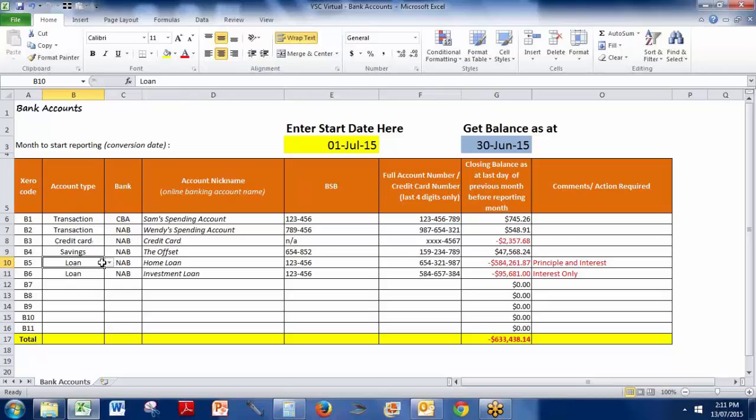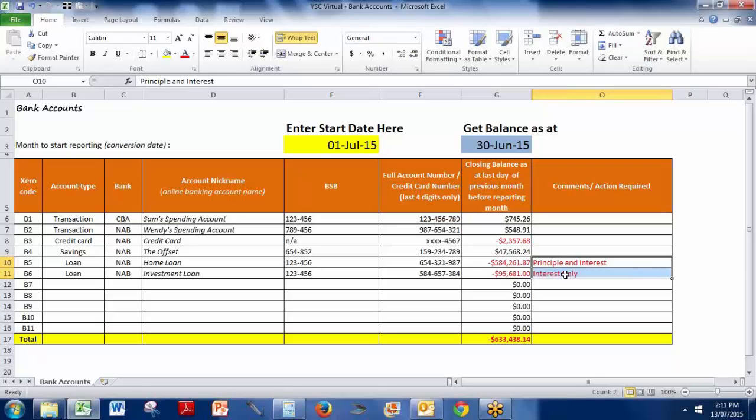And then also don't forget to put in the loans, because that's obviously very important. In the loans, again, you just put the full BSB, the full account number, and then you put in the balance of the loan as at the closing balance when the client wants to start.